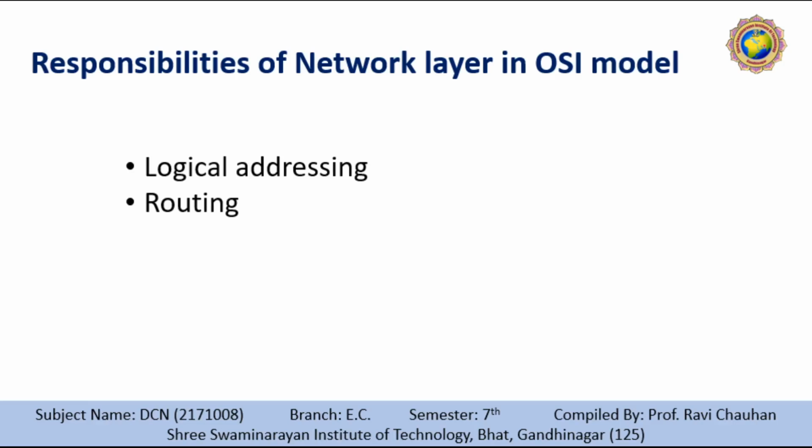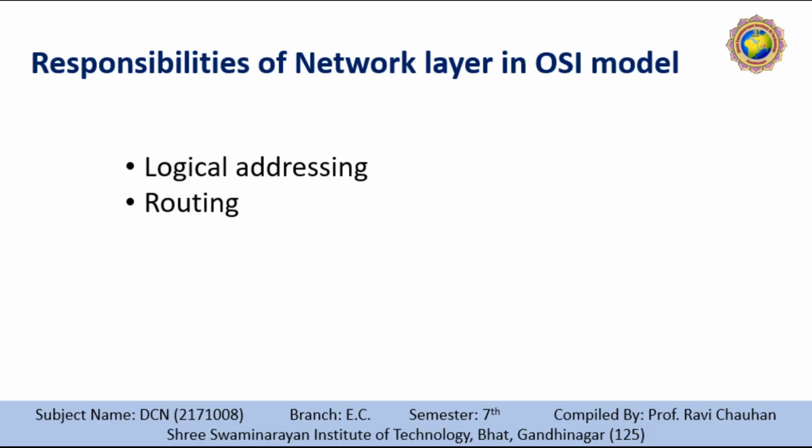The physical addressing implemented by the data link layer handles the addressing problem locally. If the packet passes the network boundary, we need another addressing system to help distinguish the source and destination systems. The network layer adds a header to the packet coming from the upper layer, which includes, among other things, the logical address of the sender and receiver. We will discuss the logical address later in this chapter.